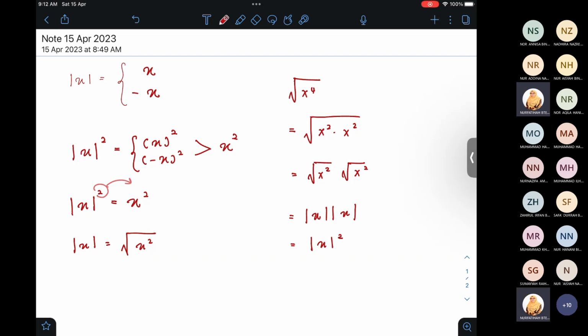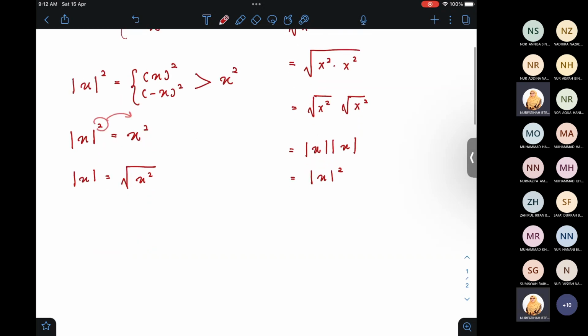Sama juga kalau awak nak cari square root x to the power of 6. Awak akan buat yang sama. Katalah x to the power of 6, dalam dia kita boleh separate x squared darabkan dengan x squared darabkan dengan x squared.